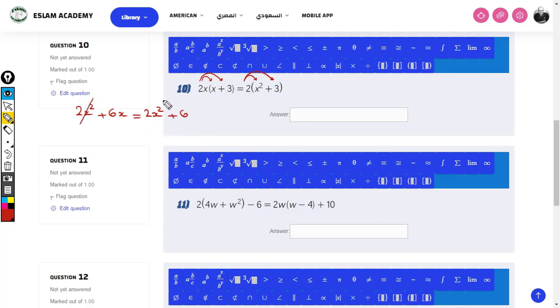Cancel 2x power 2 and 2x power 2. Then the remainder now will be 6x is equal to 6. Then divided by 6, you will find that x is equal to 1. That will be the solution.